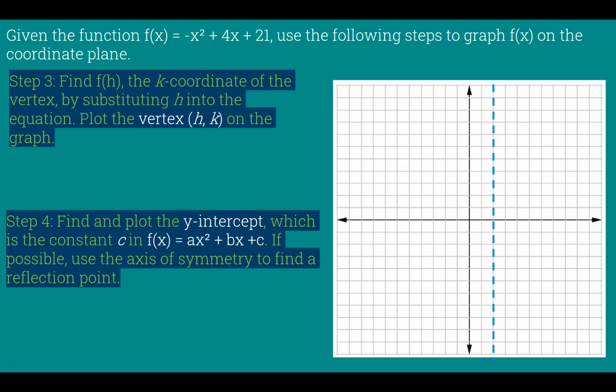In my order of operations, we have to do the exponent first. So what is 2 squared? 4. And there is still a negative out front. What is 4 times 2? 8. And then we have plus 21. So negative 4 plus 8 plus 21 gives us 25.